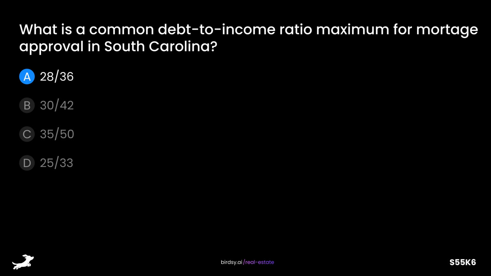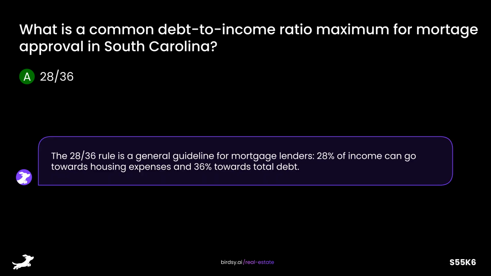Is it A, 28/36, B, 30/42, C, 35/50, or D, 25/33? The answer is A, 28/36. The 28/36 rule is a general guideline for mortgage lenders. 28% of income can go towards housing expenses and 36% towards total debt.